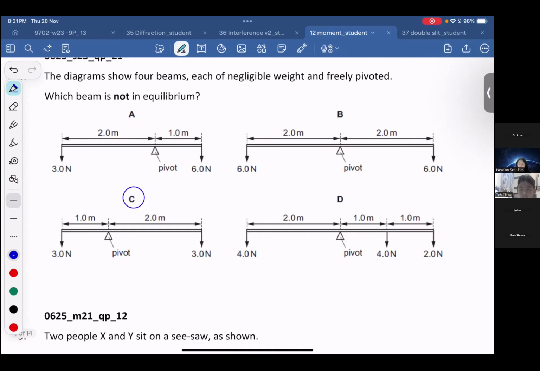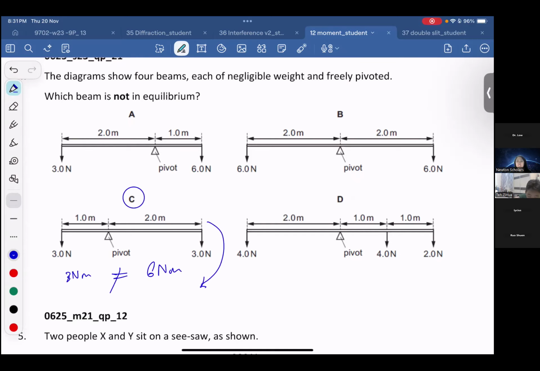Okay, here 3 times 2, 6. 6 times 1, 6. 6 times 2, 12. Okay. This one 3 times 1 is 3 Newton meter. This one 3 times 2 is 6 Newton meter. Of course, it's not balanced. It will tip to this side. C is wrong. Okay, but how about D?